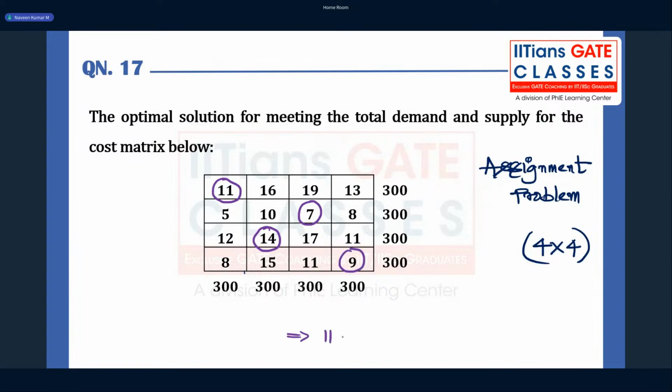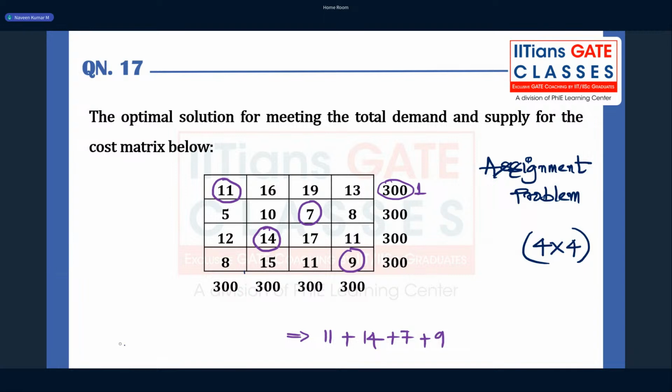So now what we can do, we can add up all these things. So this is 11 plus 14 plus 7 plus 9. So this is the value. This is the optimal cost. So what is this? Let us assume all these things. We have assumed all these things as 1 1 1, right? So what we have to do at the end, we are transferring 300, right?